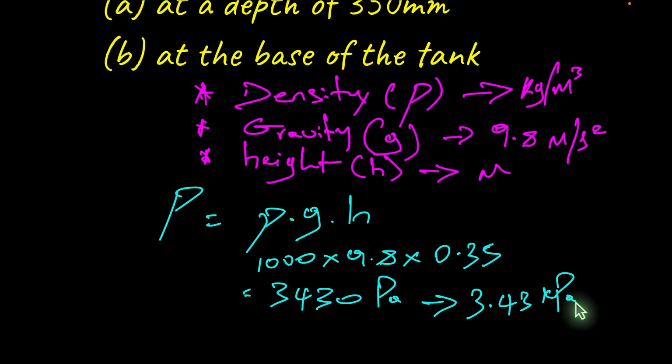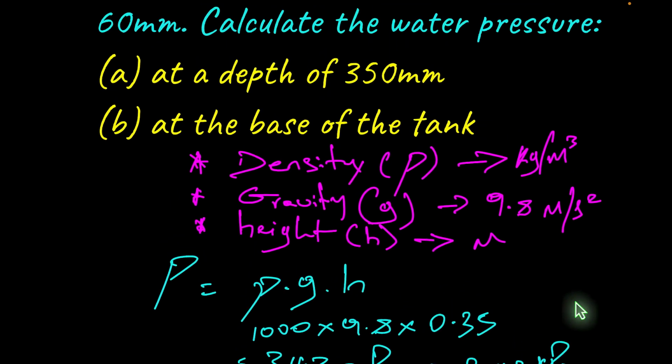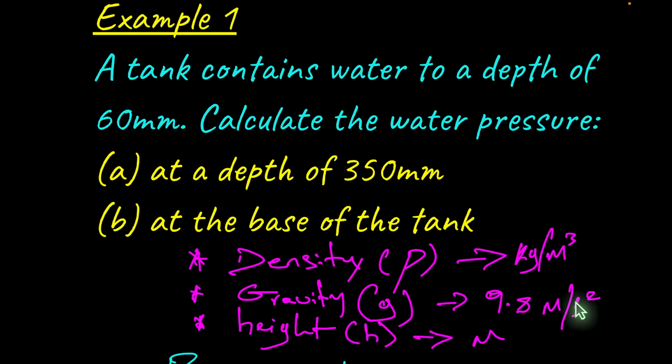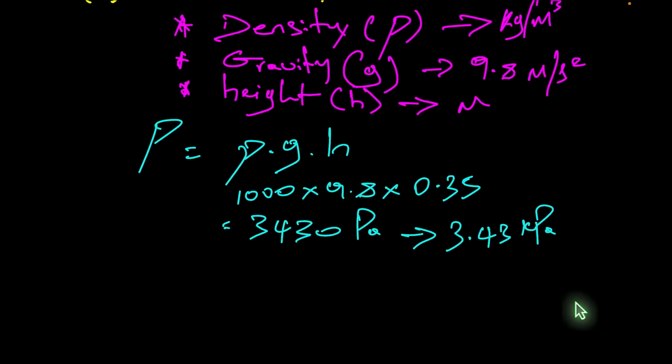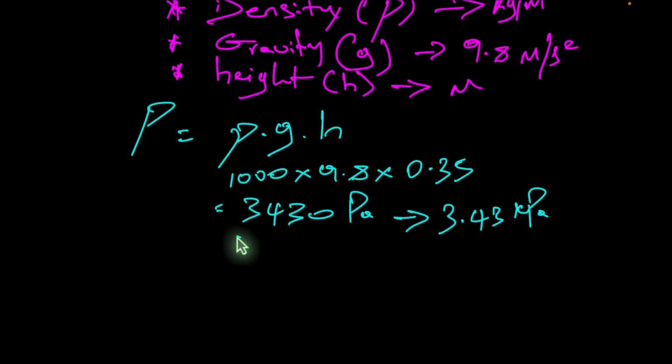Now, in terms of the base of the tank, let's just go back and look at the question. So the question here tells us that the tank contains water to a depth of 60 millimeters. So really all that will be changing here is our height. So if we go through this calculation, then same formula. So we have our pressure equals our density times our gravity times our height.